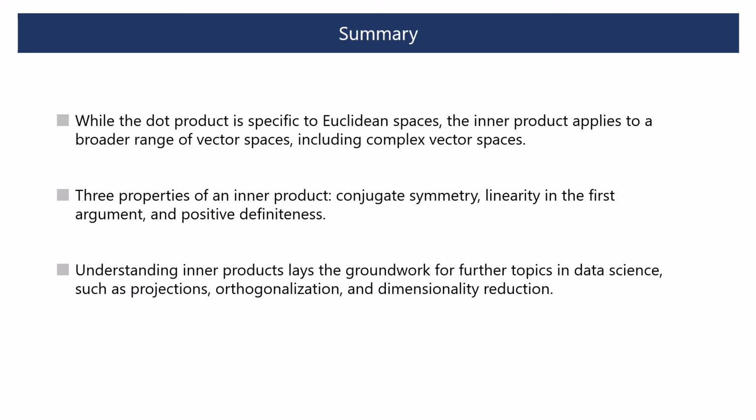Let's wrap up. While the dot product is specific to Euclidean spaces, the inner product applies to a broader range of vector spaces, including complex vector spaces. This section covers three properties of an inner product: conjugate symmetry, linearity in the first argument, and positive definiteness. These properties ensure the mathematical soundness and geometric consistency of inner product spaces. Understanding inner products lays the groundwork for further topics in data science such as projections, orthogonalization, and dimensionality reduction.